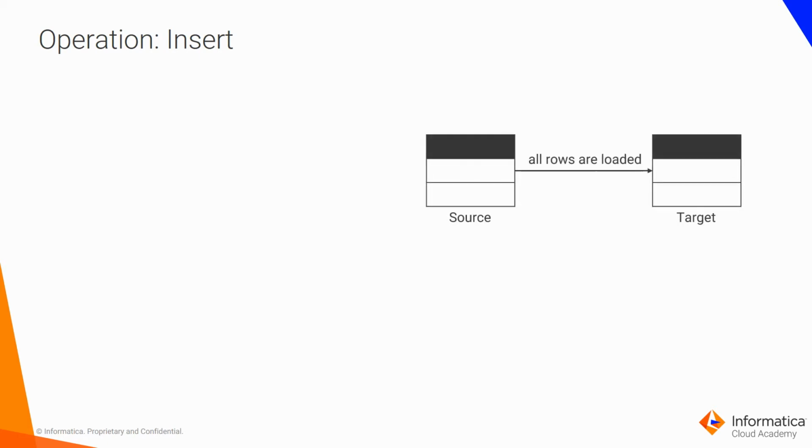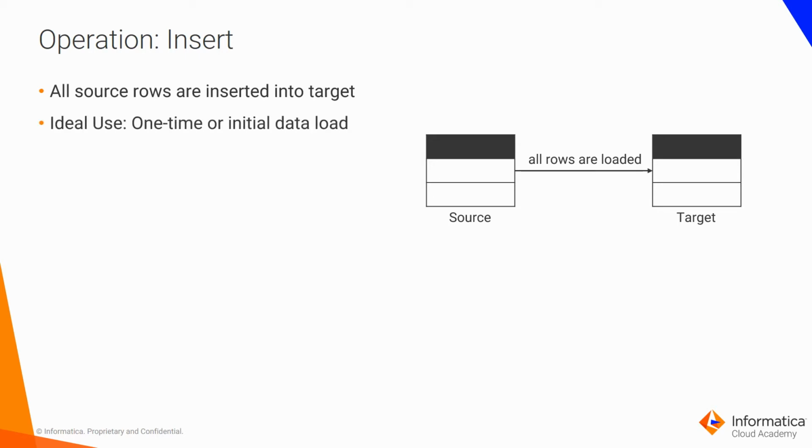With the insert option, all of your source rows will be inserted into the target. An ideal use for the insert operation in a data synchronization task would be to perform a one-time or initial load of data into your target system. When you run an insert operation, you run the risk of creating duplicate records in your target system. The insert operation simply inserts all records in the source and does not take into consideration the records that might already exist in the target.